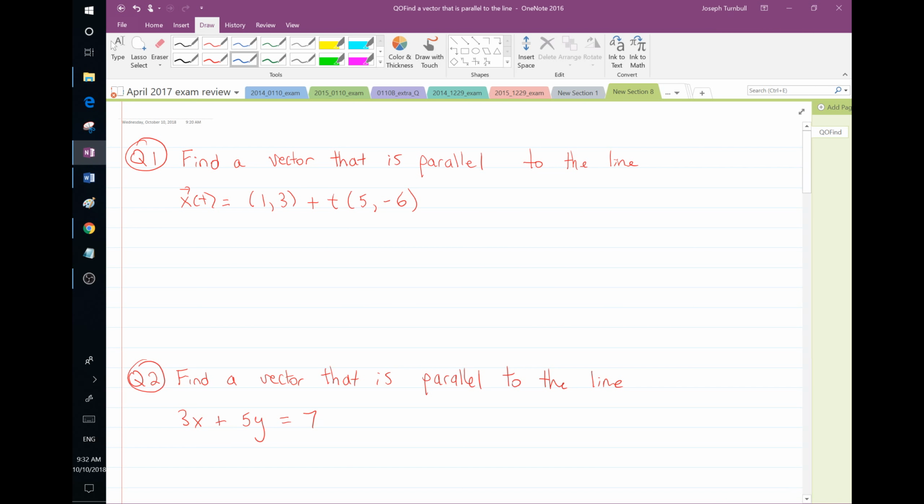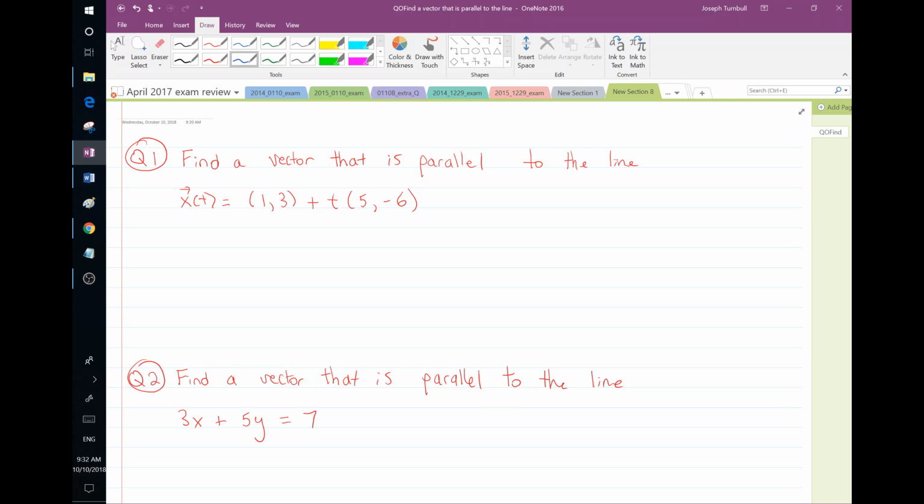Hi everyone. I want to go through 10 questions about finding vectors, either normal vectors or direction vectors, based on different types of inputs and the different formats that these questions can be asked in. So question 1, we're asked to find a vector that is parallel to the line given x of t is equal to (1, 3) plus t times (5, -6).